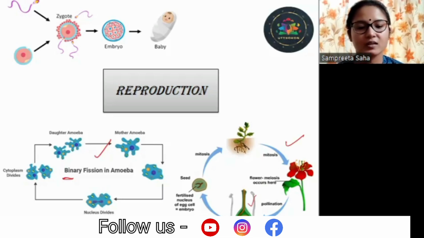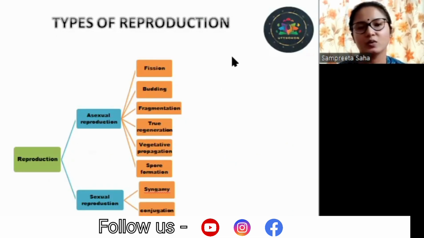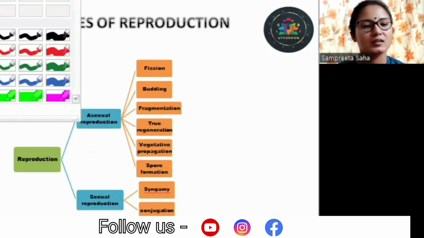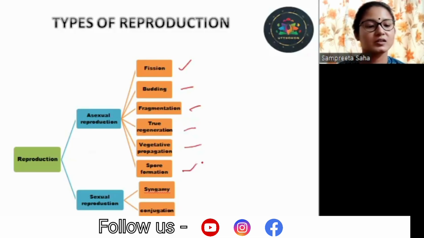Now, if I have to discuss the types of reproduction, the process of reproduction is of two types. First is asexual reproduction, and the next one is sexual reproduction. So under asexual reproduction, you will see there are several heads. First one is fission. Next we have budding, fragmentation, true regeneration, vegetative propagation, and spore formation. So there are 6 types of process mainly which we can see under the head of asexual reproduction.